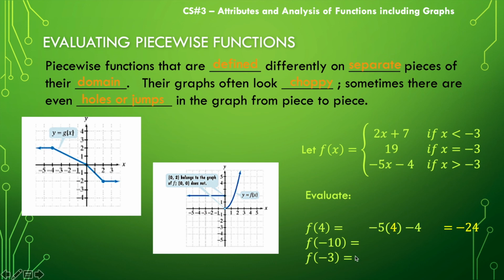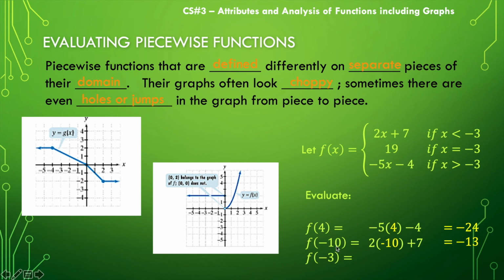Okay, that's not so bad. We just need to know what we're looking at. How about this one, f of -10? Again, we're going to look at this -10 value, which is representing x, and figure out which of these 3 pieces does -10 fit into. Is -10 less than -3? Is -10 equal to -3? Or is -10 greater than -3? And since -10 is less than -3, we are going to use this piece this time. So we're going to sub in that -10 right in here for x, and then we will evaluate. 2 times -10 is -20, plus 7 is going to be -13.